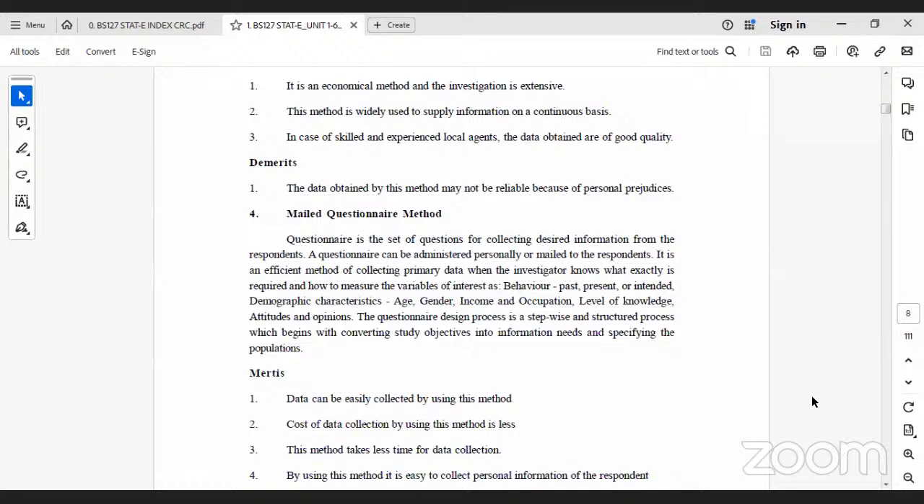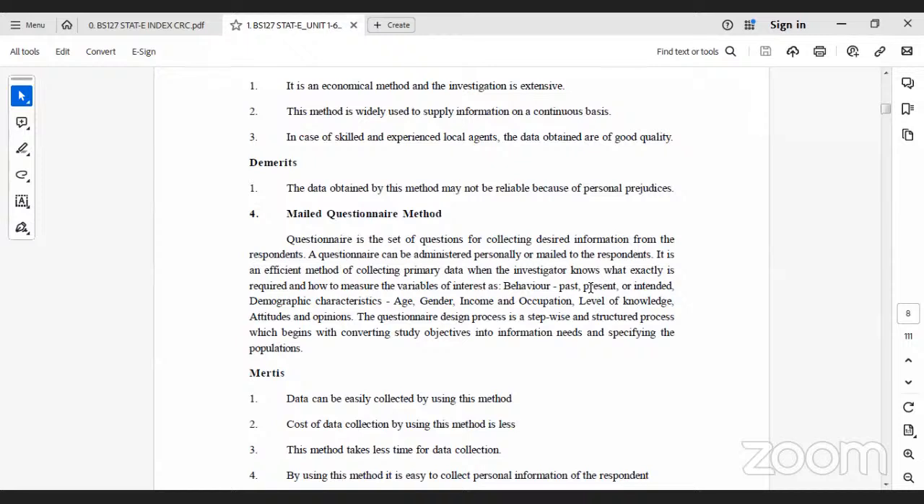Mailed questionnaire method. Mail చేసే questionnaire ఎలా ఉంటుందో, the questionnaire is a set of questions for collecting the data. This is the most important one. The questionnaire is important. This question is most important in your examination. Mailed questionnaire method: a set of questions collecting desired information from the respondents.